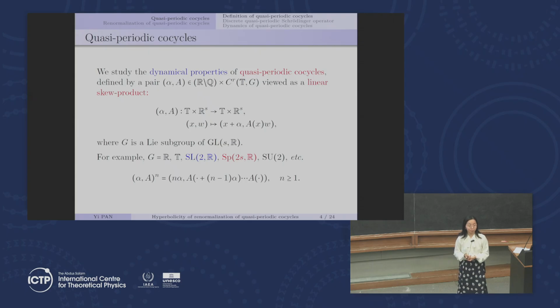And for such a skew product, when we keep iterating, on the base it's just n times the rotation, while on the fiber we will have a shifted product. So it's A(x) times A(x+alpha), and so on, up to A(x+(n-1)alpha).